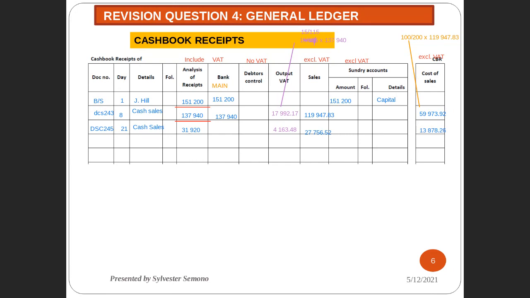878.26. Listen now. So again, it's the same way. You're going to use 100 over 200. It's the same exercise of this amount. Can you see now? And then for VAT, you say 15 over 105 times 31920.